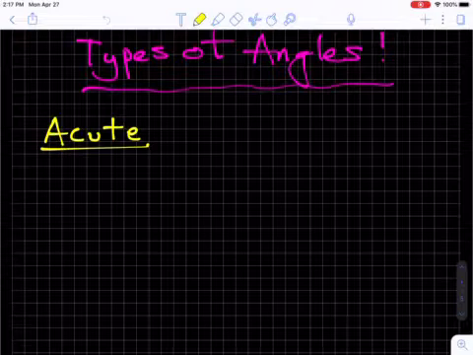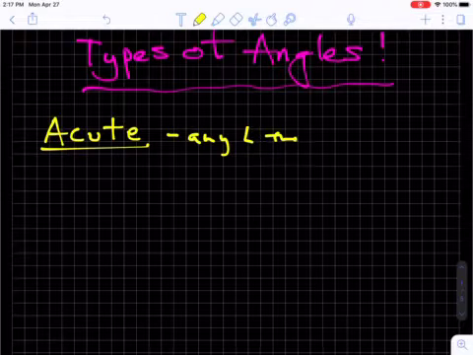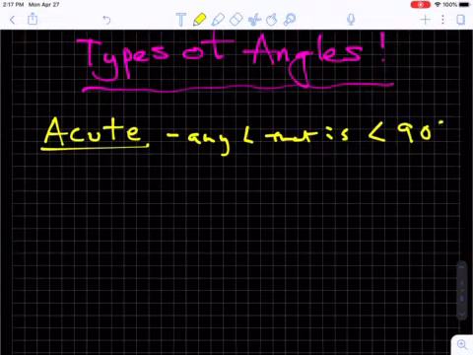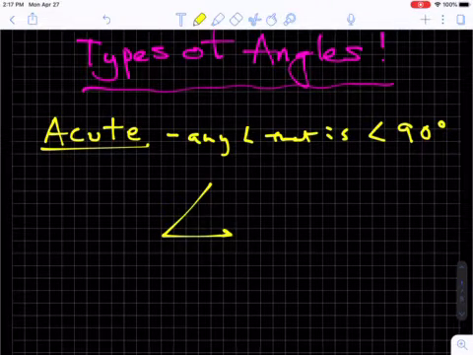So let's start by talking about acute angles, all right? An acute angle is basically any angle that is less than 90 degrees. Okay? An acute angle is less than 90 degrees. So examples of some acute angles might be if you have this, and when you're looking at angles, they'll use a little mark like that to define what it is.